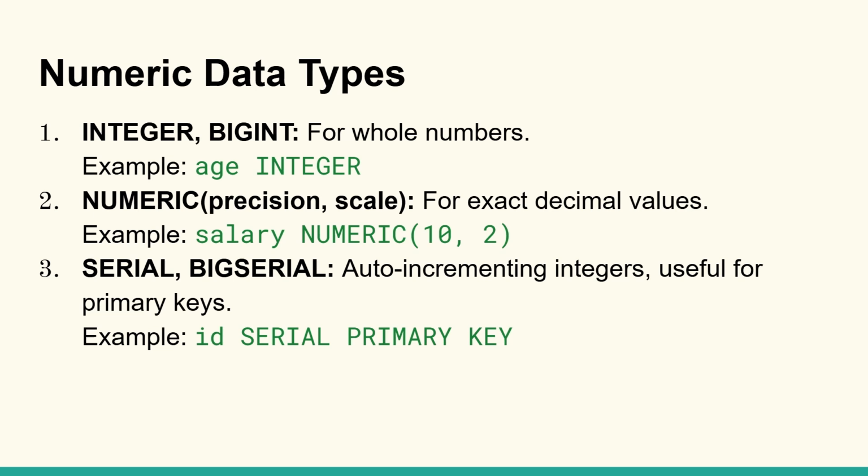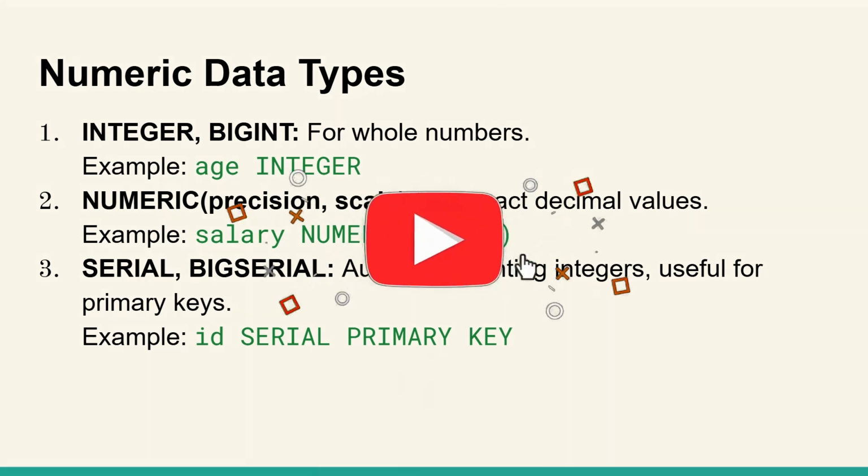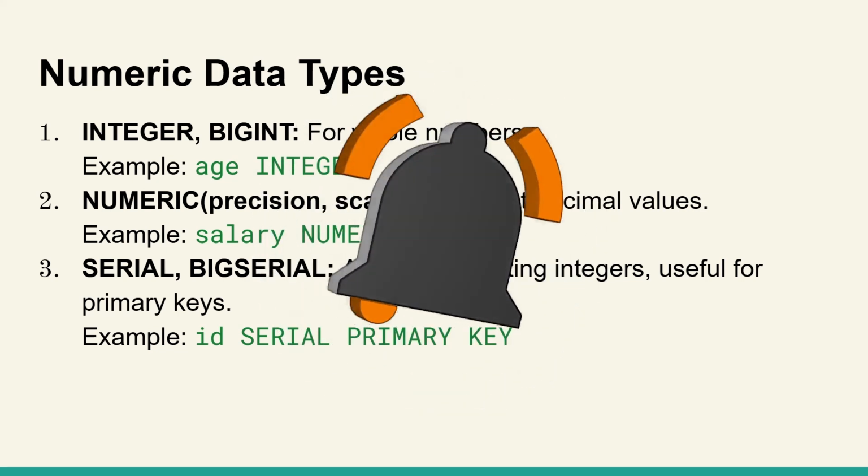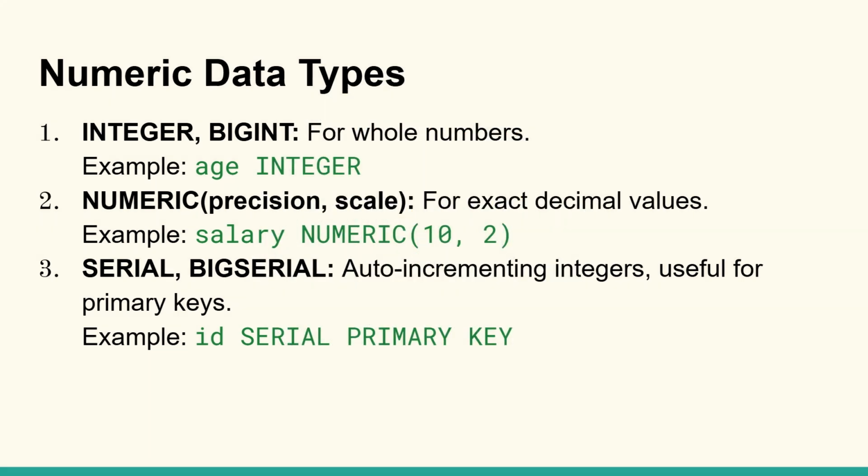These are used for storing numbers including integers, decimals and auto-incremental values. If we talk about integer and BIGINT, then the purpose is to store whole numbers. Integer is suitable for standard size integers like age or count, whereas BIGINT is used for very large numbers such as population data. If we talk about numeric, then it stores exact decimal values ensuring precision.